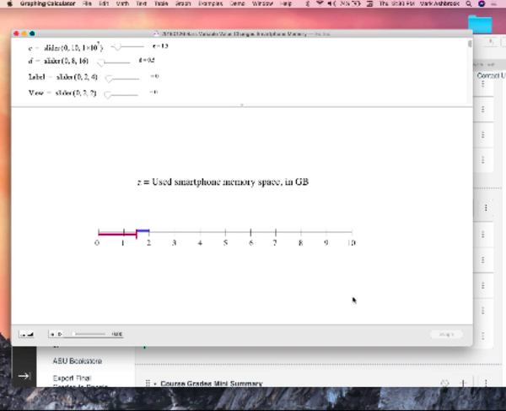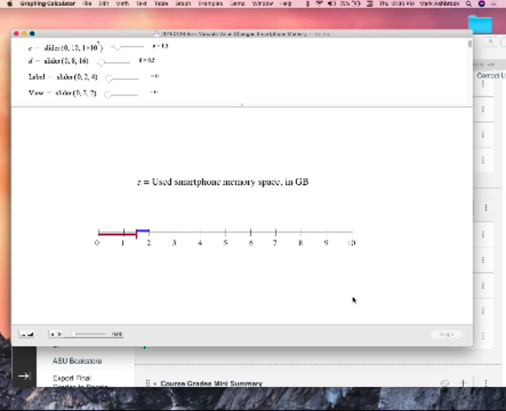Okay, so let's talk about this scenario here. And I've defined this letter Z as used smartphone memory space in gigabytes. Now you can tell that I made this little thing maybe 3 or 4 years ago. Why? Oh, well, no, that's not what I'm saying. You haven't seen what this can do yet.